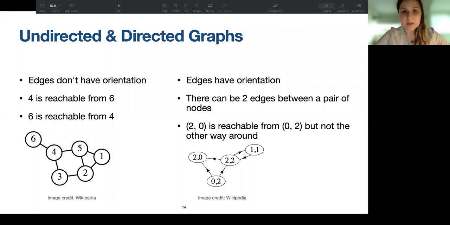And as I said, graphs don't have to be acyclic, they can have cycles, and you can see a cycle here in this directed graph. You can see a small cycle which is formed by the 2,2 and 1,1.